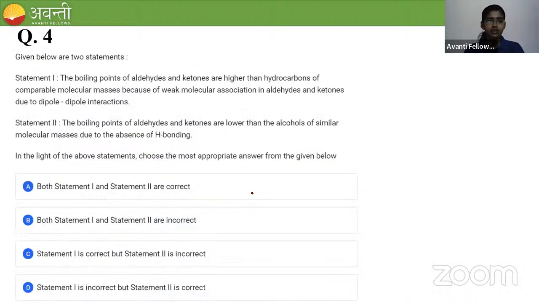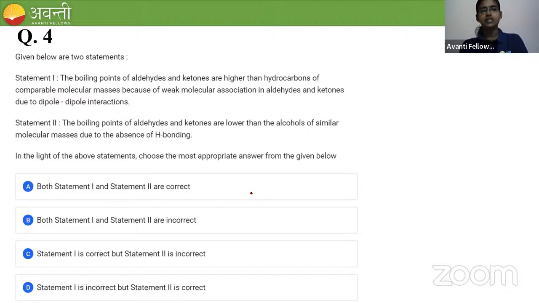So given below are two statements. Going to the first statement, it talks about the boiling point of aldehydes and ketones. The boiling points of aldehydes and ketones are higher than hydrocarbons of comparable molecular masses because of weak molecular association in aldehydes and ketones due to dipole-dipole interaction. Just now in the summary part also we have discussed the boiling point. They are just higher than the hydrocarbons because of the dipole-dipole interaction.